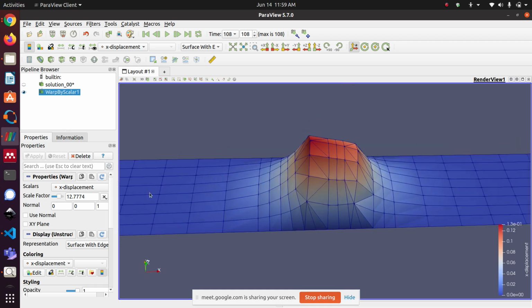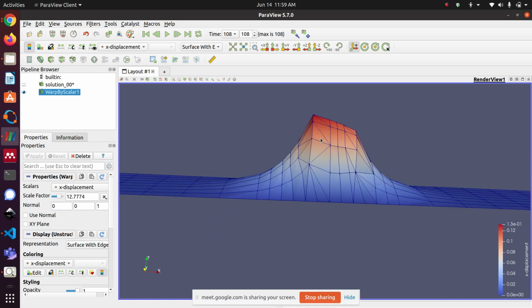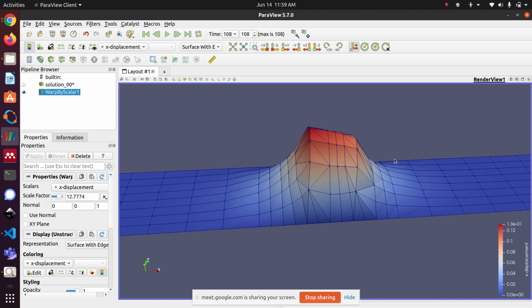When you have a fluid with a certain pressure, the elastic blockage moves towards the right, and those parts which have a high x displacement are well shown here. So this is how you do it. Not very important. I'm just showing how you do the post processing.